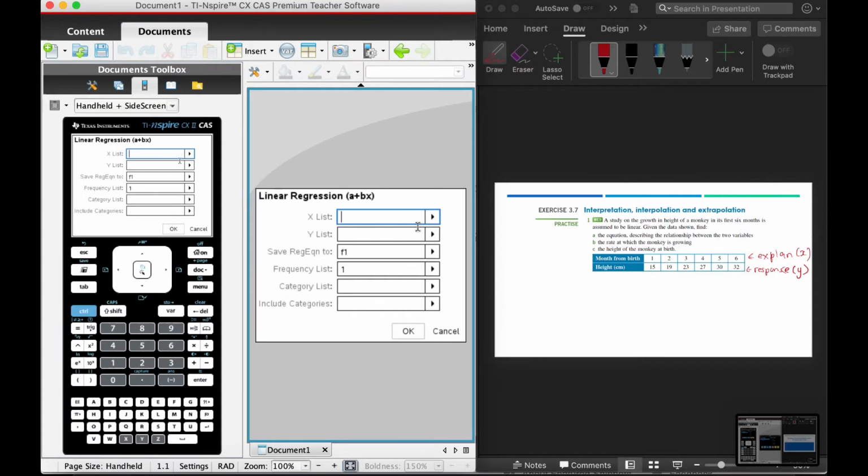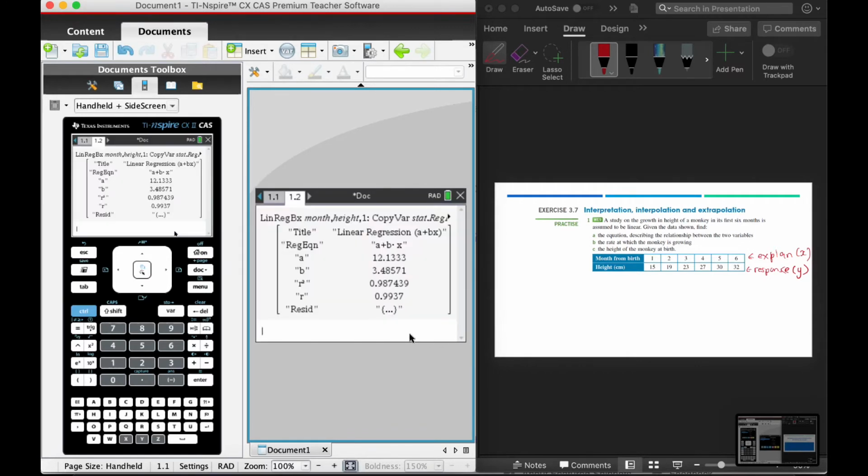Now, the reason why we had to identify which one's the variable is because this will influence the values of your gradient and y-intercept. So this over here, x, we said was the month, so that's this. Y is the response variable, so that's going to be your height. Click OK, and therefore this is going to give you the answer.